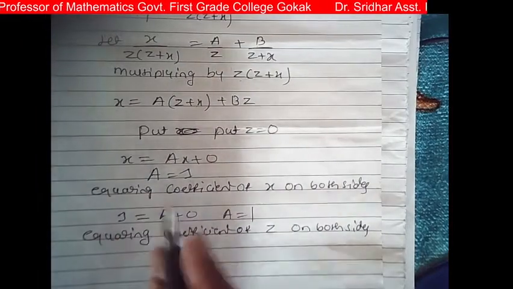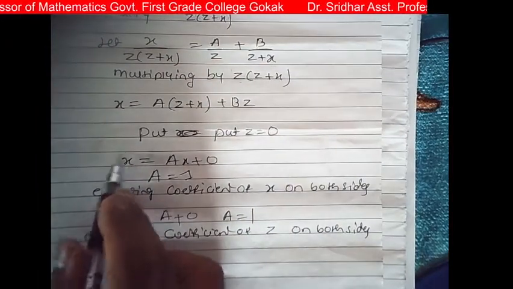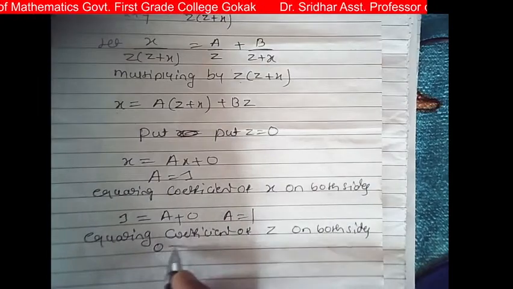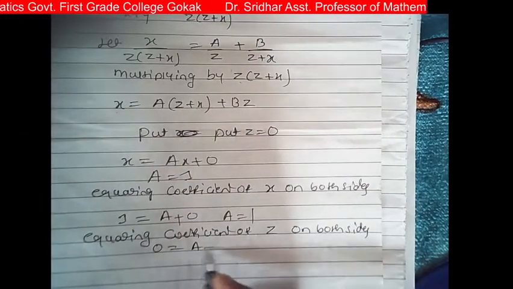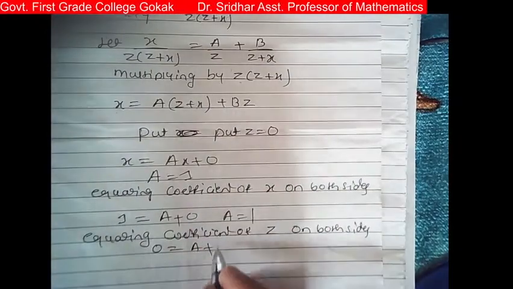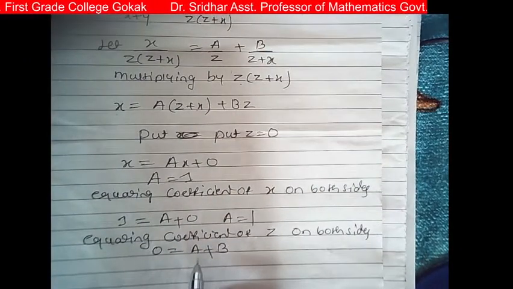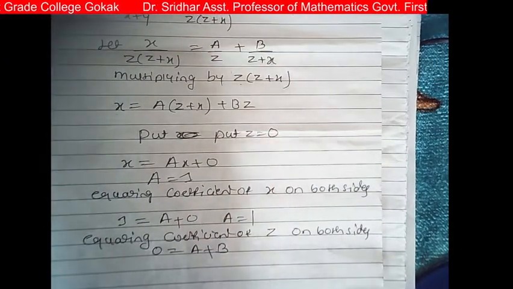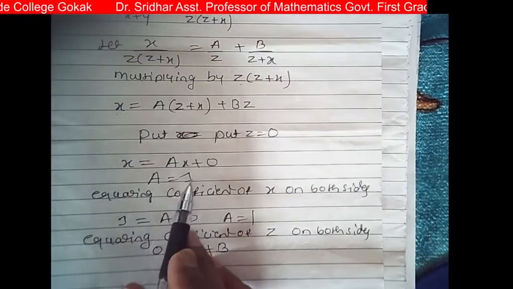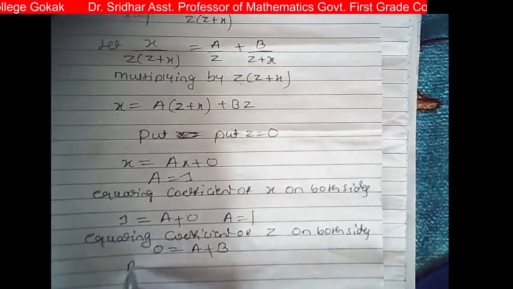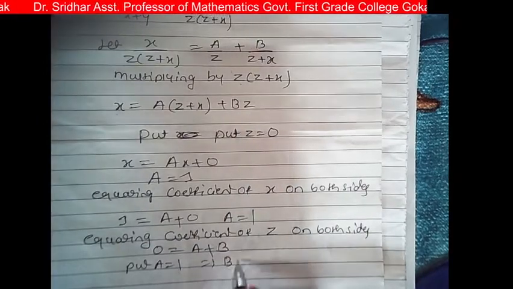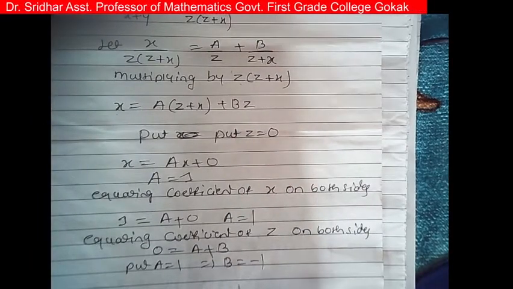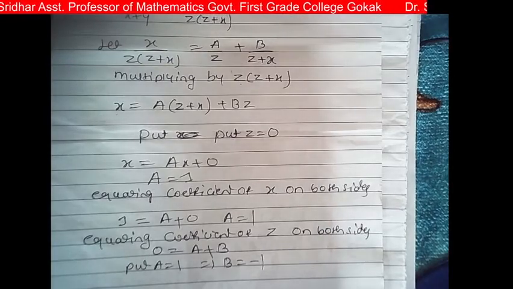So here the coefficient of z: there is no coefficient of z on this side, so it is equal to 0. Here the coefficient of z is a, and here the coefficient of z is again b. So a plus b is equal to 0, you will get. Now we know the value of a is equal to 1. So now put a equal to 1 and you will get b is equal to minus 1.